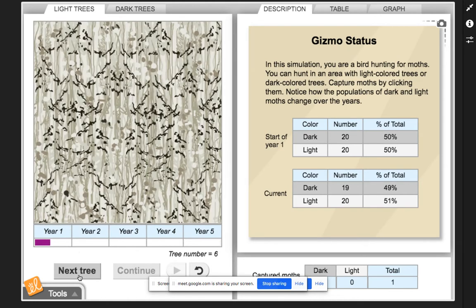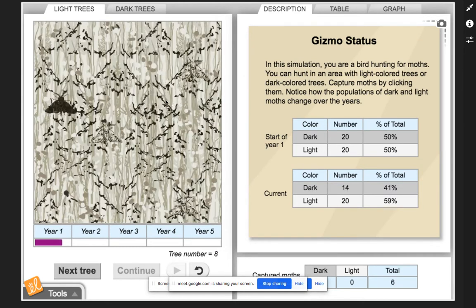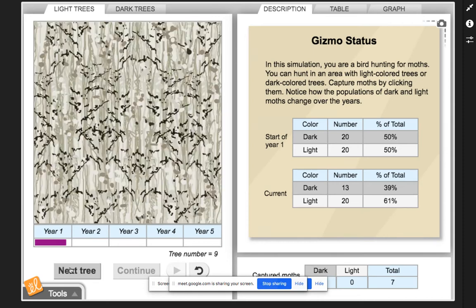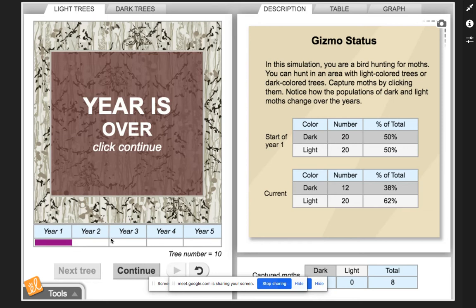peppered moths. Now the white ones are on there, but they're blended in, so you can't really see them very well. And so they had nice camouflage. They had a trait that was beneficial to them.